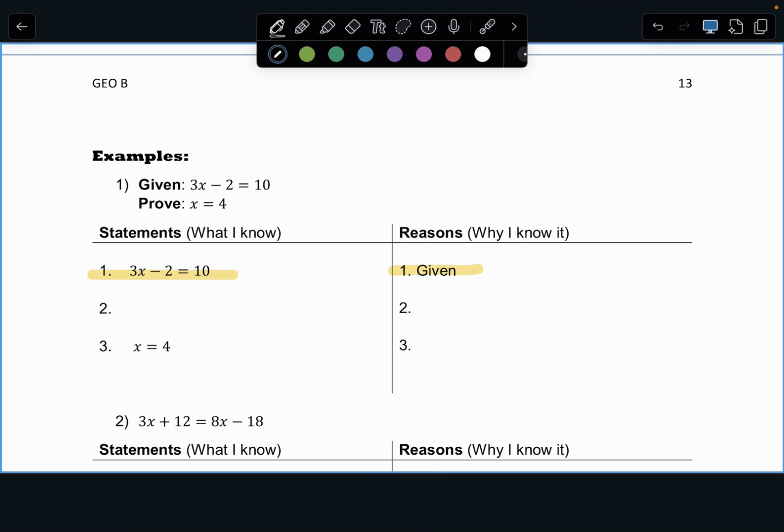Add 2 to both sides. Plus 2, plus 2. And I would get 3x is equal to 12. For proofs, you don't have to show this little plus 2 in here, but if you do, that's fine. I won't count off or anything. So you can show your work if you would like. And Reagan said we added 2 to both sides, so what property did I use? Addition POE.